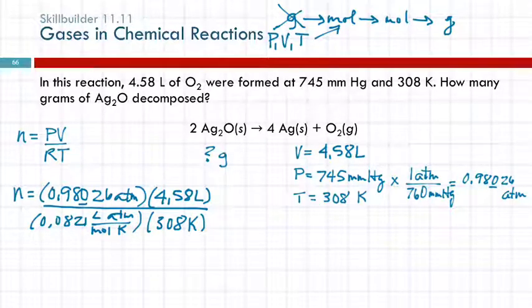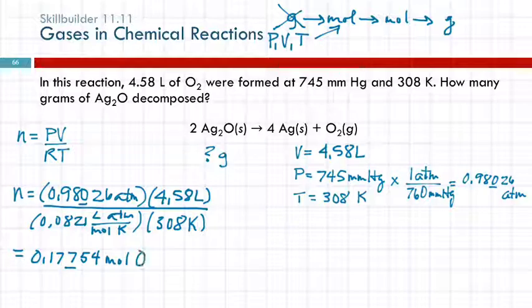0.98026 times 4.58 divided by 0.0821 divided by 308 equals. So this equals 0.177 54 moles of oxygen. I still have 3 sig figs. So now I've gotten to the mole, the first mole in my path here.